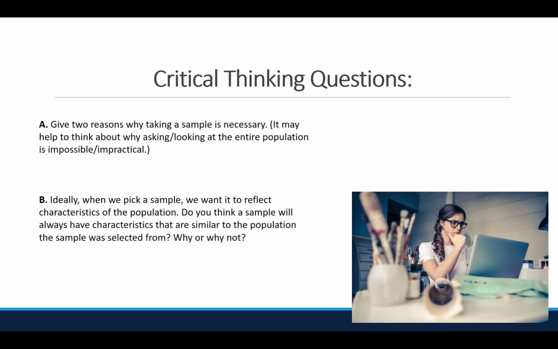To finish this note set are a couple critical thinking questions. Can you give 2 reasons why taking a sample is necessary? Also, ideally when we pick a sample, we want it to reflect the characteristics of the population. Do you think that a sample will always have the characteristics that are similar to the population the sample was selected from? Why or why not? Pause the video here and think about these 2 questions. When you come back, we'll look at some answers.